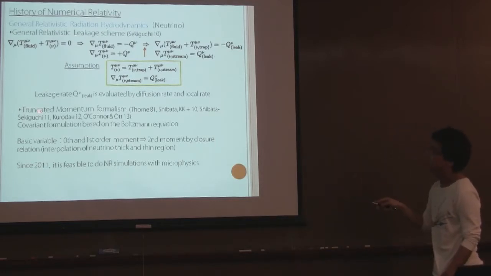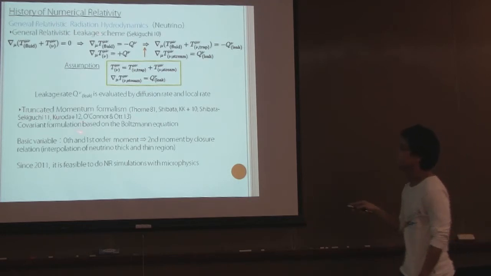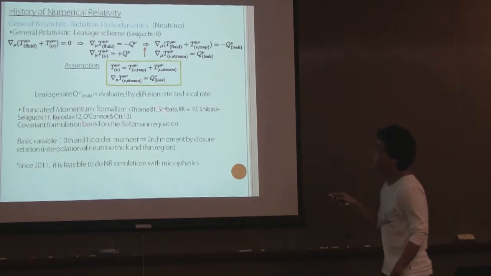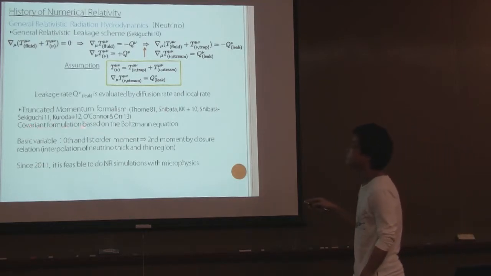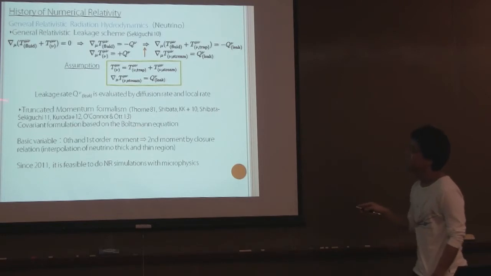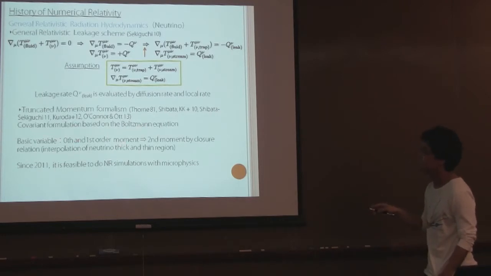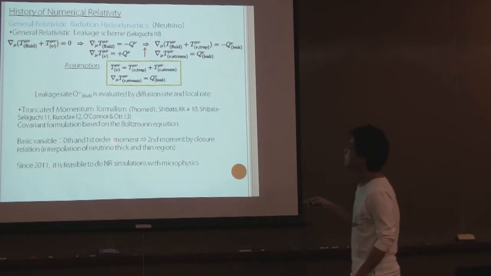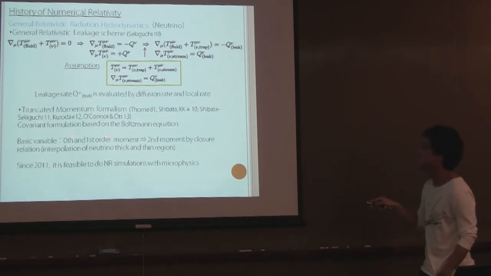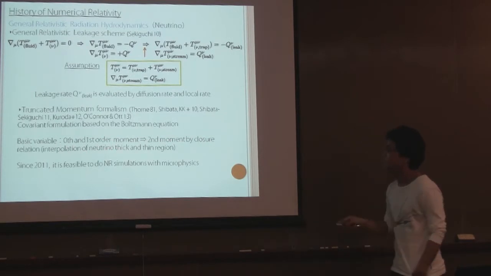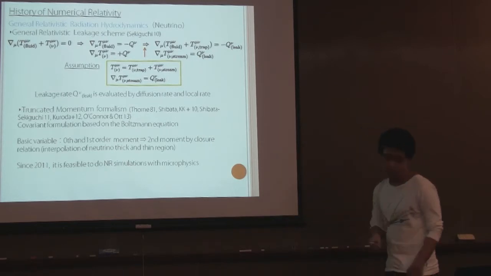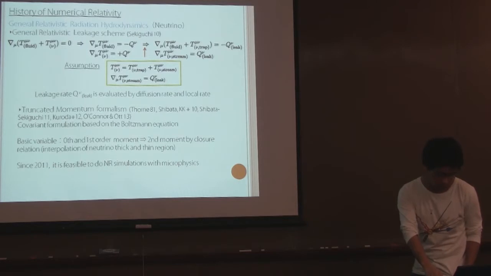A step toward more sophisticated radiation hydrodynamics has been formulated by us, which is a variant formulation based on the Boltzmann equation. In this formalism, the zeroth and first order moments of the distribution function are the basic variables, and the second moment is obtained by the closure relation, which connects the neutrino thick region to the thin region. Since 2011, it is feasible to do numerical relativity simulations with microphysics as well as neutrino cooling.